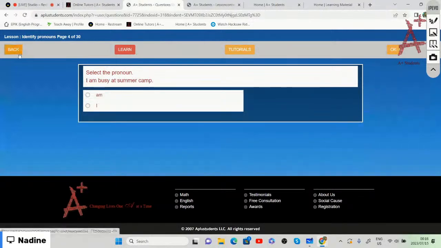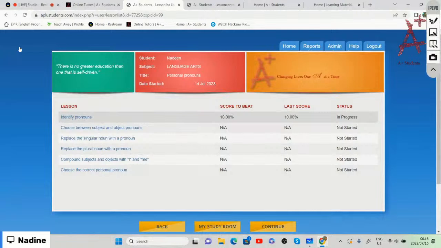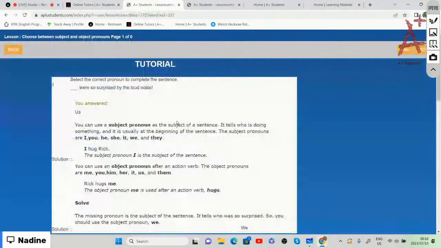All right, so that was a test on identifying pronouns. We were able to identify whether it was a singular pronoun referring to one person, place, or thing, or a plural pronoun which referred to more than one person, place, or thing. And we see the pronoun takes the place of a noun or nouns. So going to our next lesson, the next lesson is choosing between subject and object pronouns.